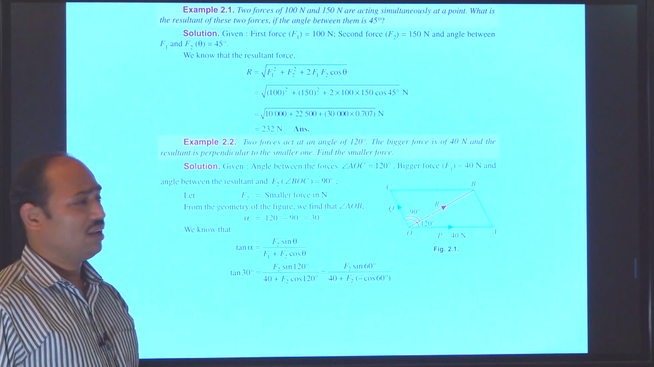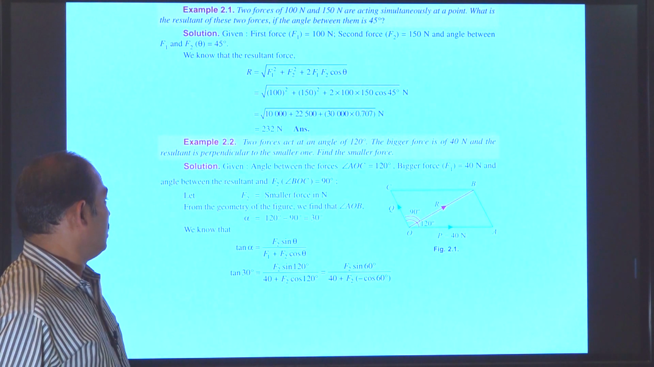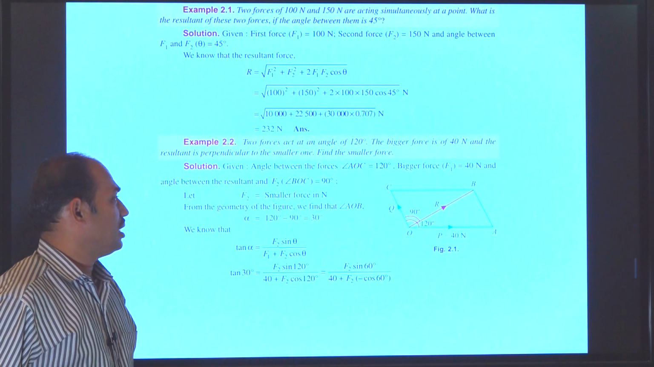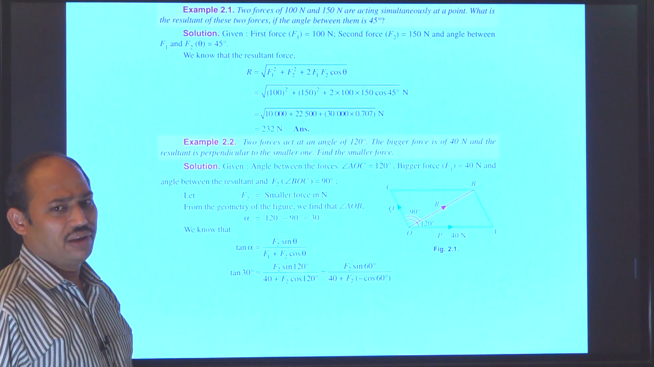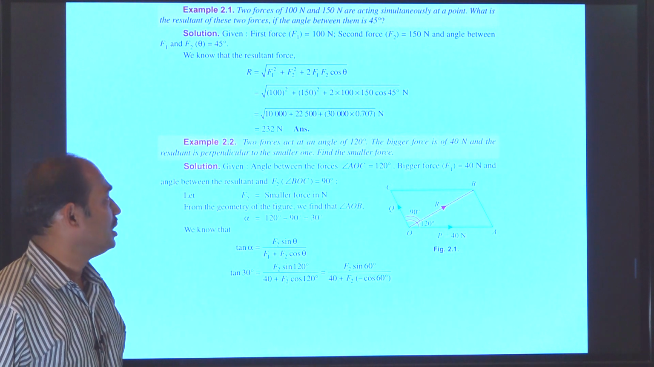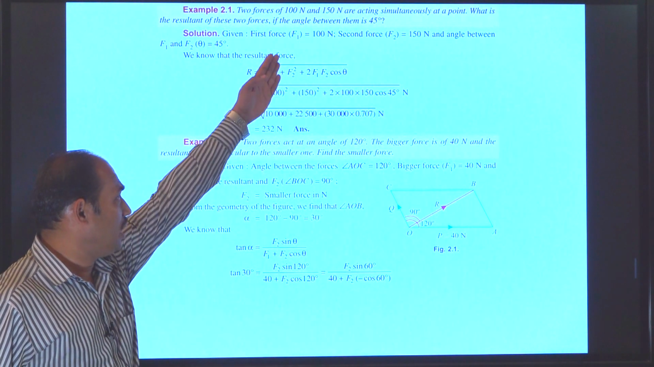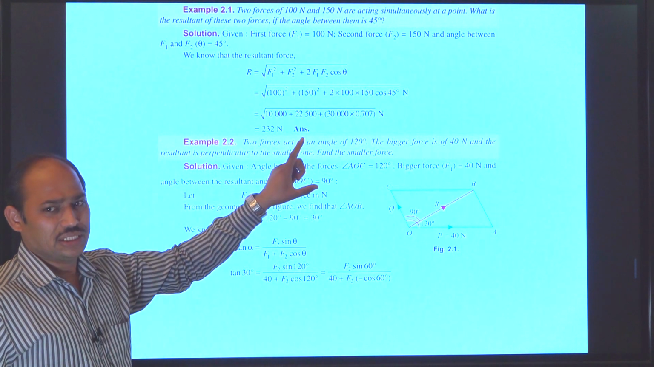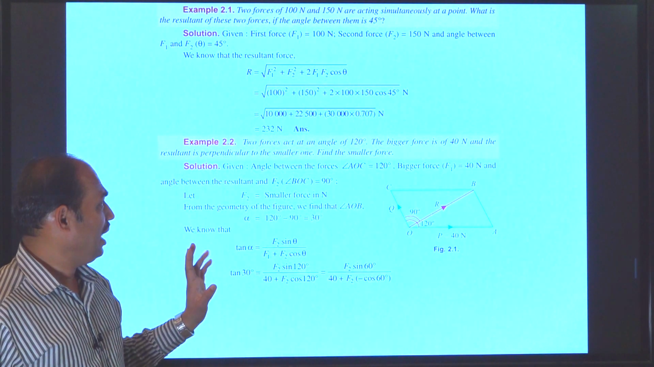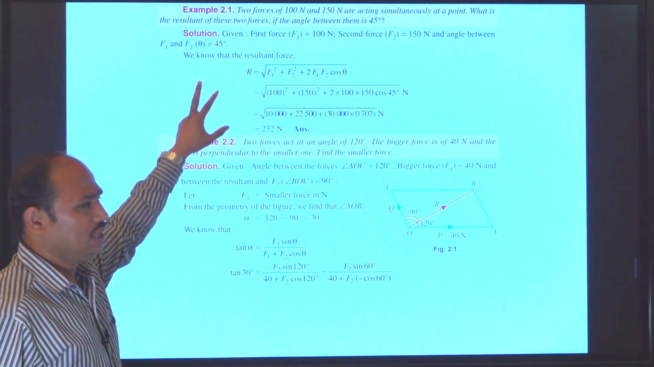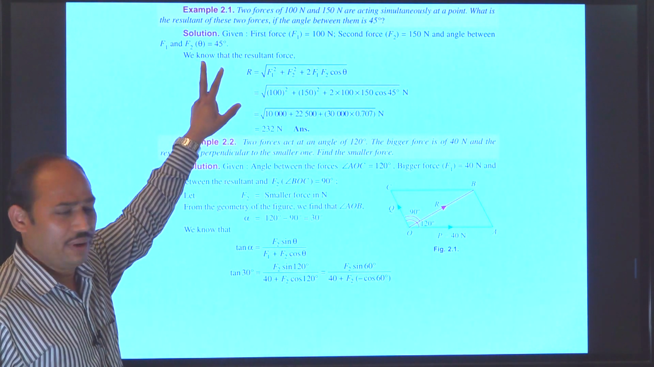First of all, the solution of this question: the given data are that two forces are given. The first force F1 is equal to 100 Newtons and the second force F2 is equal to 150 Newtons. Both forces are acting simultaneously on a point, and the angle between these two forces, F1 and F2, theta, is equal to 45 degrees.